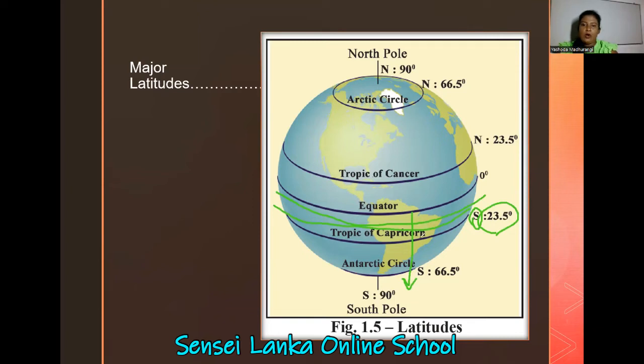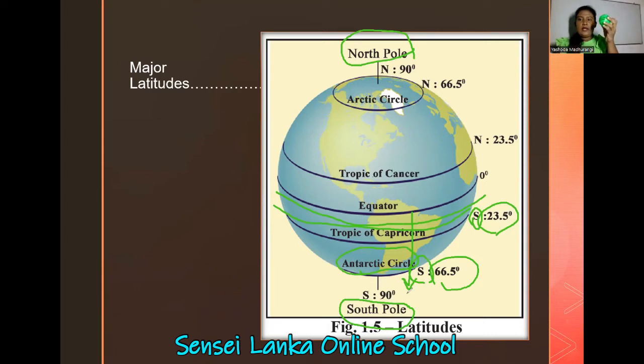When it comes to 23.5, it is Tropic of Capricorn. When it comes to 66.5, letter S, it is Antarctic Circle. So here you found the North Pole at the end. Now it is South Pole. It is a point. It is the South Pole.